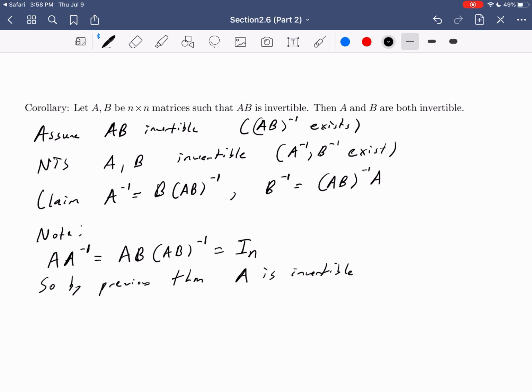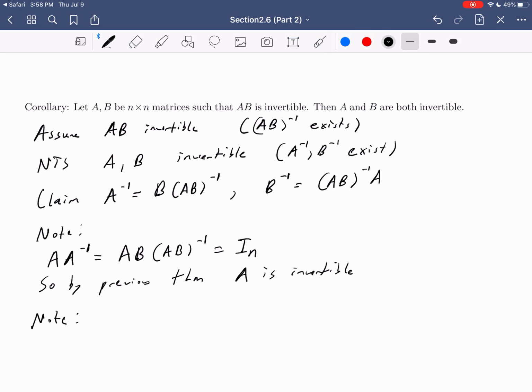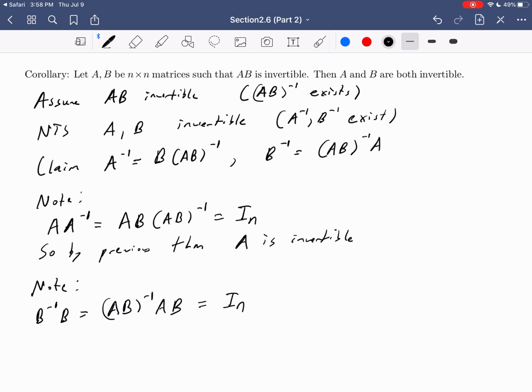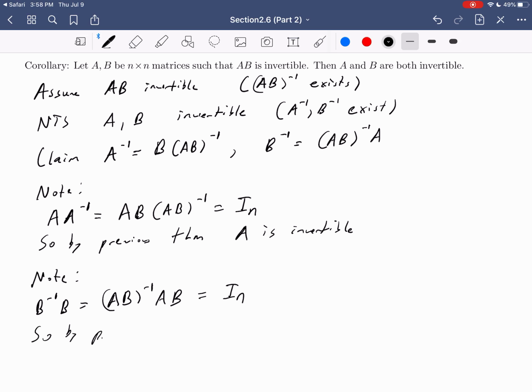Let's do the same thing for B. So let's just note that B inverse B is (AB) inverse A B by our claim. And notice that that's (AB) inverse with AB. So by definition of the inverse, that's the identity. So again, by previous theorem, B is invertible. Again, there's no reason now, since we established that previous theorem, that we have to consider B times B inverse. As soon as the multiplication works one way, we know it's automatically invertible.